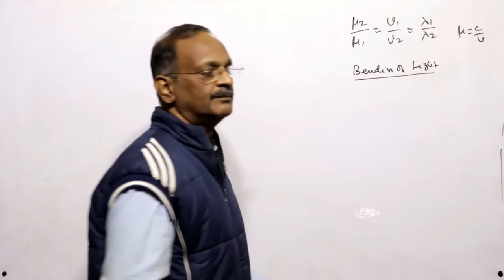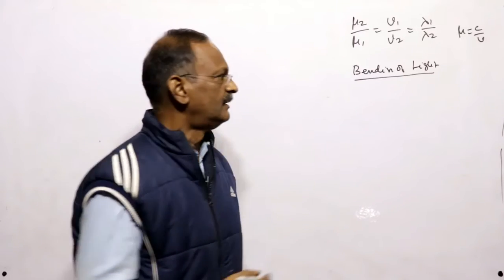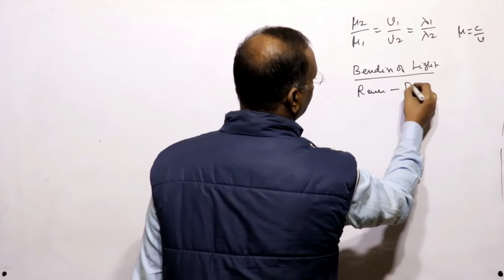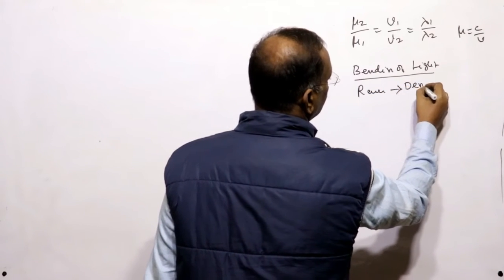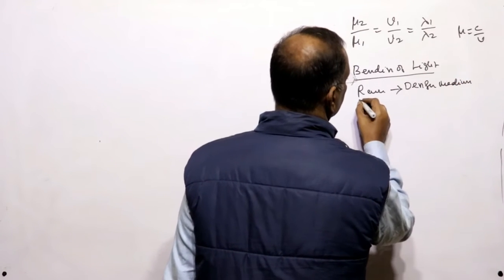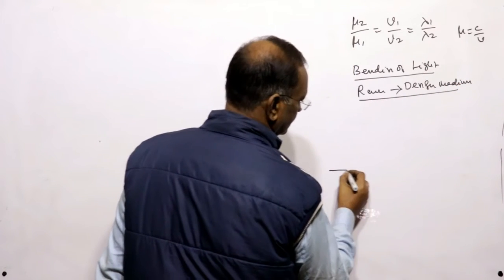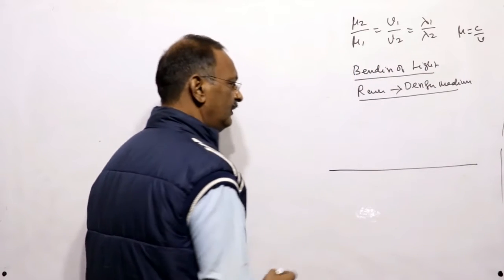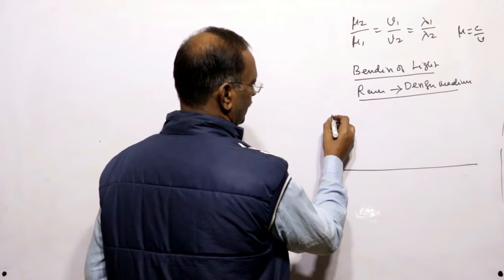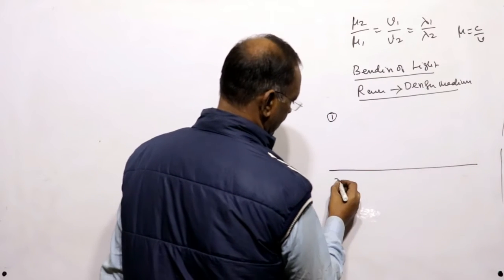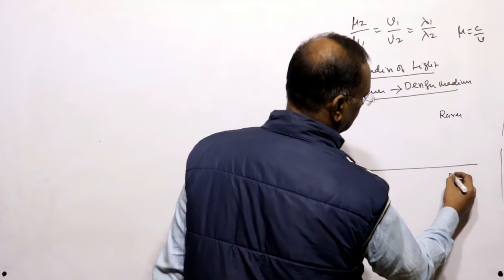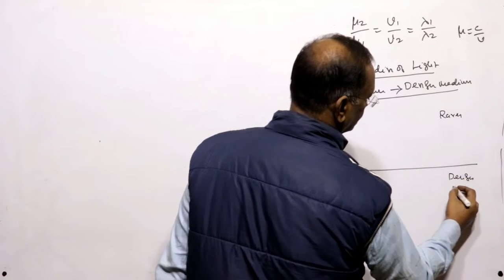When light passes from rarer to denser medium, let us first consider rarer to denser medium. This is the interface, the boundary which separates both the media. This is medium number 1, this is medium number 2. This is a rarer medium, and this is a denser medium.